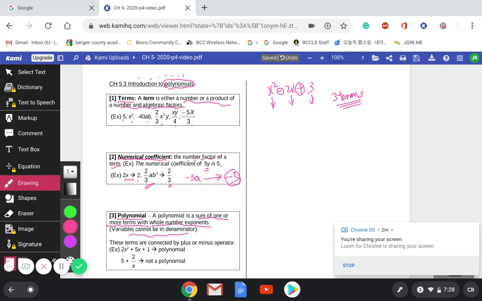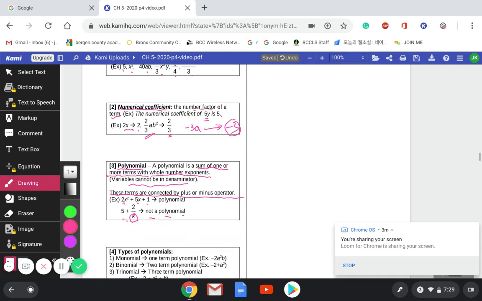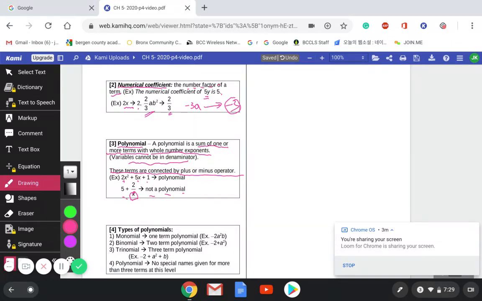So for example, these terms are connected by a plus or minus operator. So 2x squared plus 5x plus 1 is a polynomial. But you cannot have x in a denominator, so 5x plus 2 over 5 plus 2 over y, that's not a polynomial because you have an x in the bottom. Okay, so that's the only restriction of a polynomial as of now.